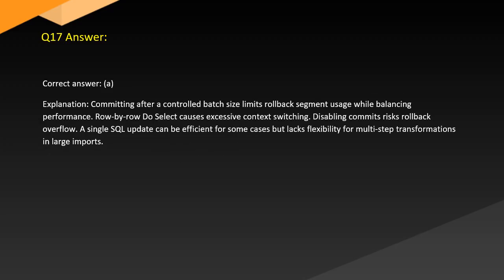Answer. Correct answer: A. Explanation. Committing after a controlled batch size limits rollback segment usage while balancing performance. Row-by-row doSelect causes excessive context switching. Disabling commits risks rollback overflow. A single SQL update can be efficient for some cases, but lacks flexibility for multi-step transformations in large imports.